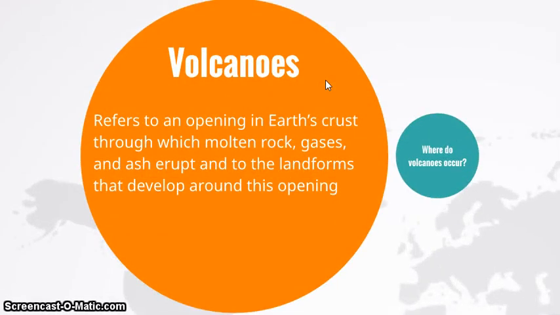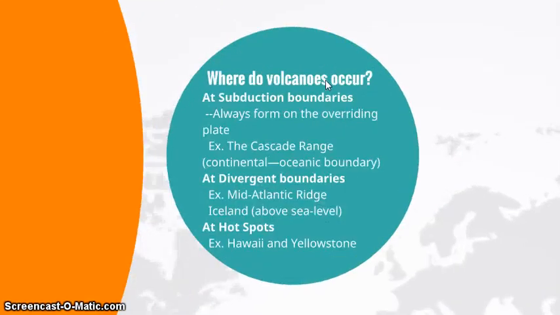Then we got onto volcanoes, and that's our definition of volcanoes. So we look at an opening in the Earth's crust through which molten rock, gases, and ash erupt and form landforms that develop around the opening, that kind of distinct mountain feature.